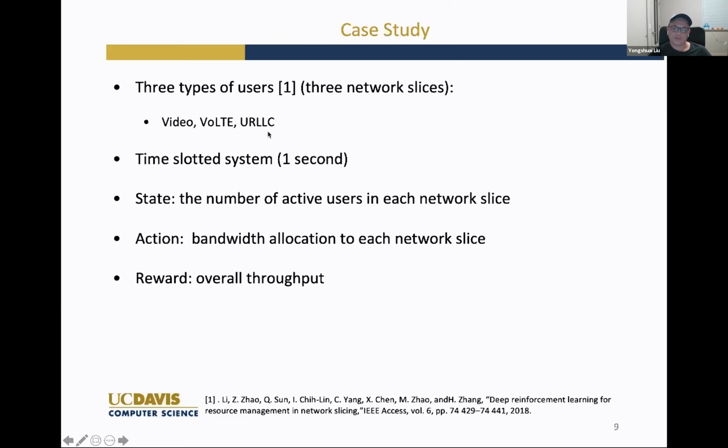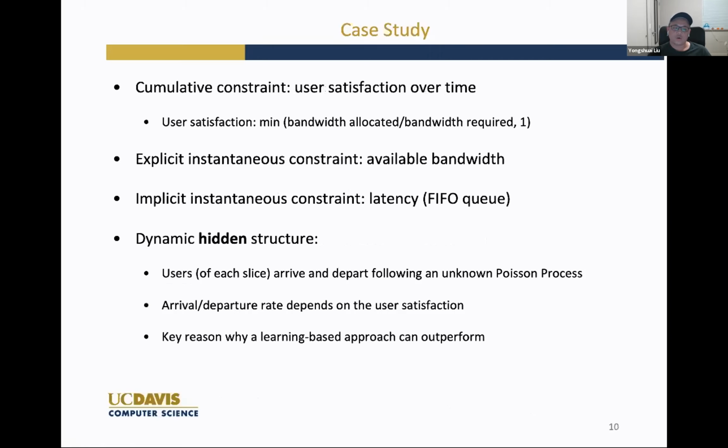We consider a time-slotted system in the simulation, and each time slot is 1 second. At the beginning of the time slot, we assume we can observe the state, which is the number of active users in each network slice, and we can take an action. The action is the bandwidth we allocate to each type of network slice, each type of users. The overall reward we use in this case is the overall throughput for all slices. We also consider these two types of constraints.